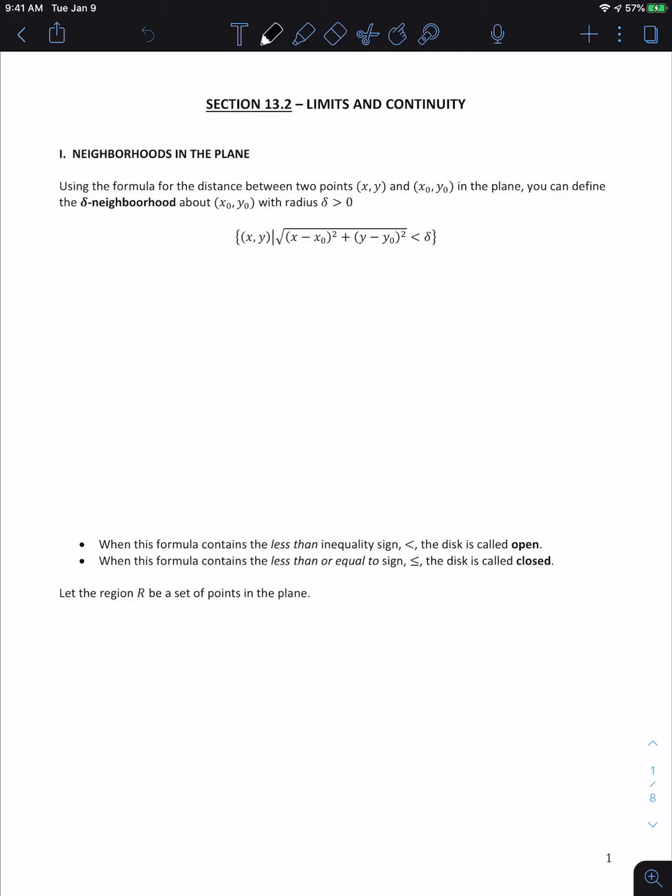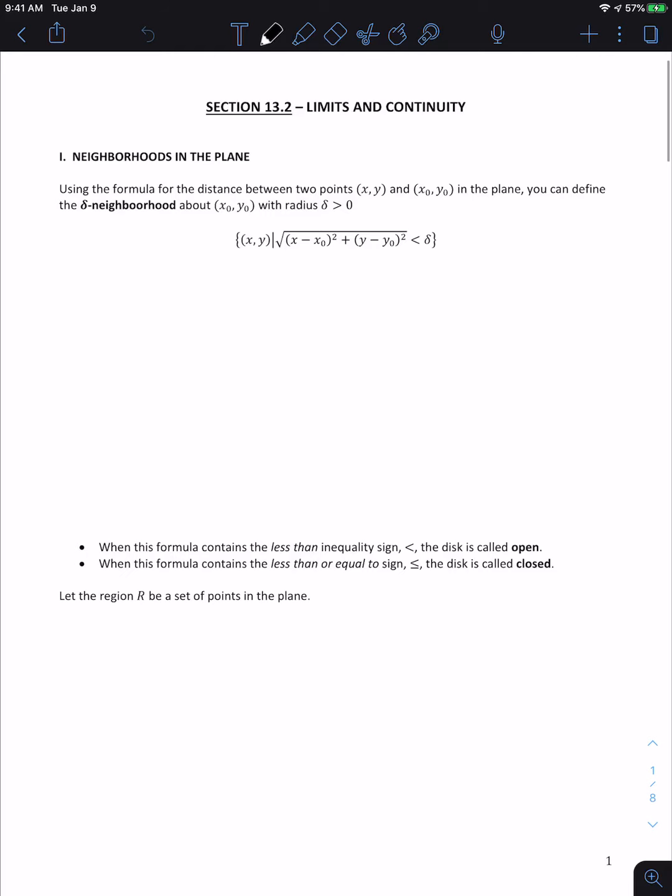Using the distance formula between two points, say (x, y) and (x sub 0, y sub 0), in the plane, you can define a delta neighborhood about the point (x sub 0, y sub 0) with radius delta as this set. This set is the set of all points (x, y) such that the distance between the point (x naught, y naught) and the point (x, y) is less than delta.